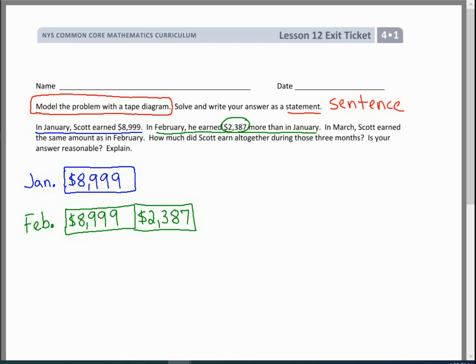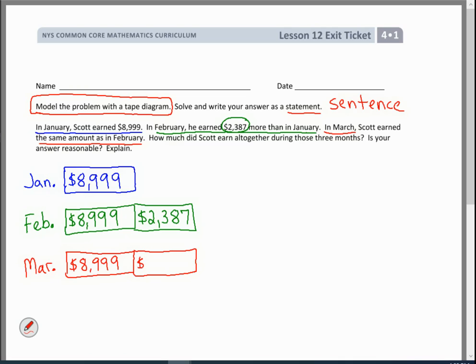All right, that's done. In March, Scott earned the same amount as in February. Okay, so March is the same as February. So March is the same as February would be. And this is a tape diagram.